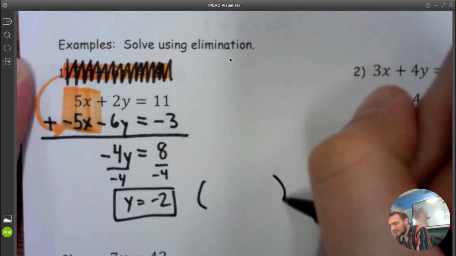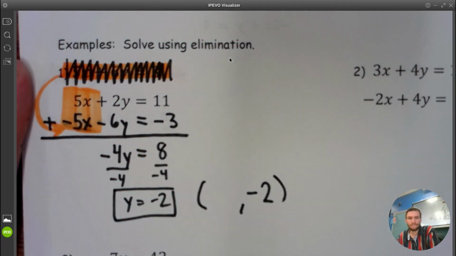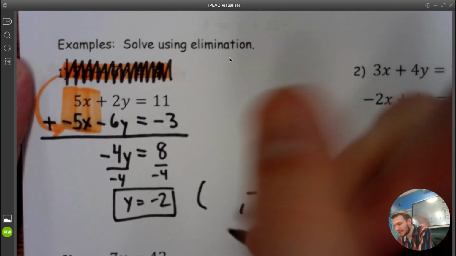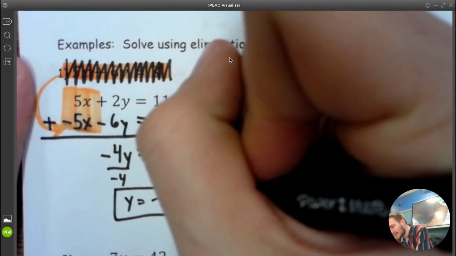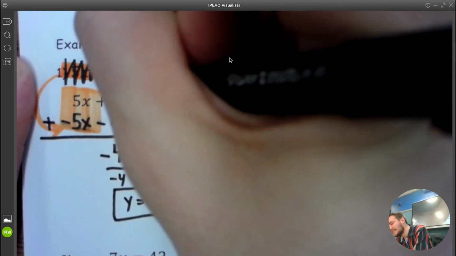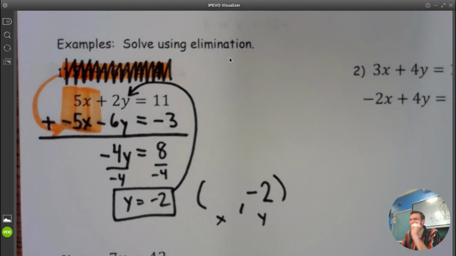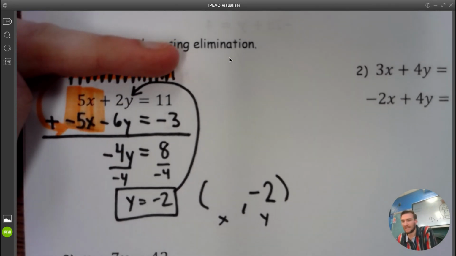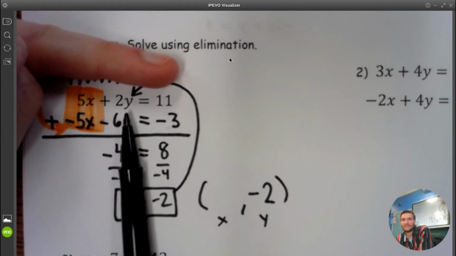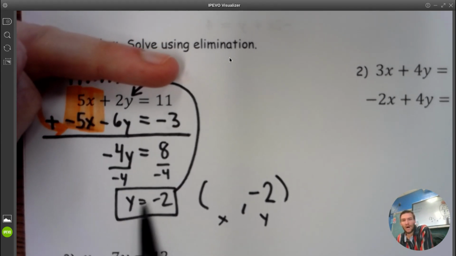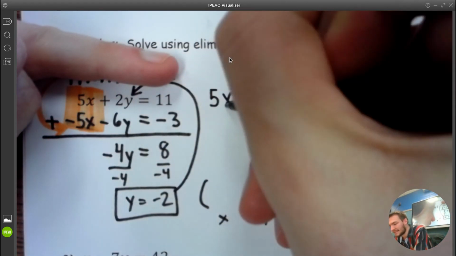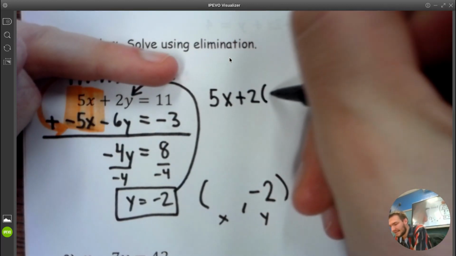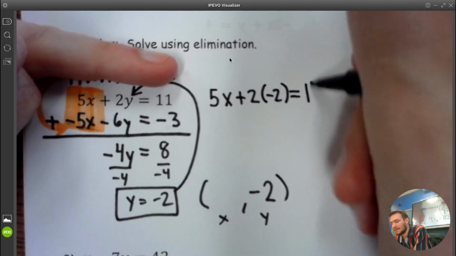Y equals negative 2. I'm going to put this negative 2 right here. It's going into the y position because my coordinate is always x comma y. And then I'm going to take the y and plug it back into the top. This might be a tiny bit different than yesterday because I've crossed off the top equation, so I just use what is now the top equation. I'm going to put this y into that y. So I should have 5x plus 2, and here's where the negative 2 goes, equals 11.